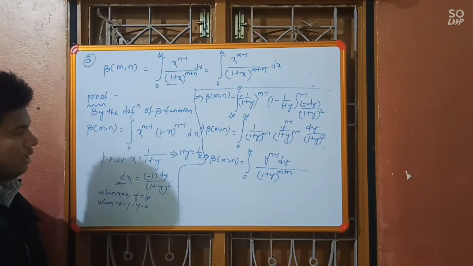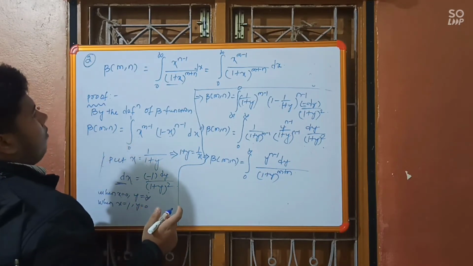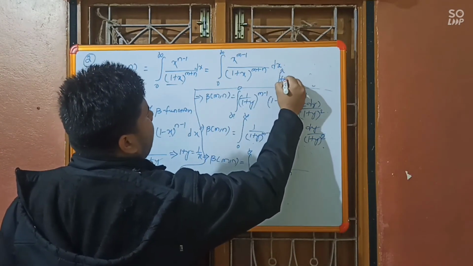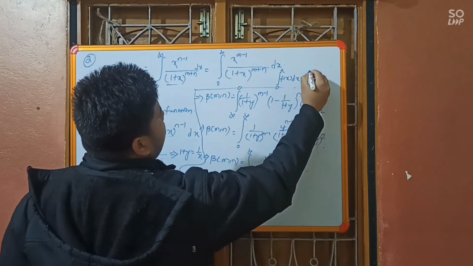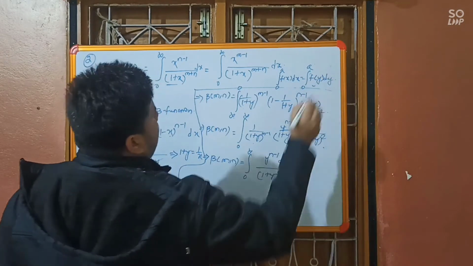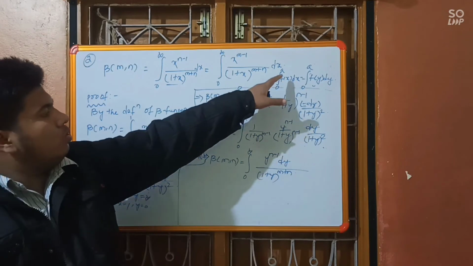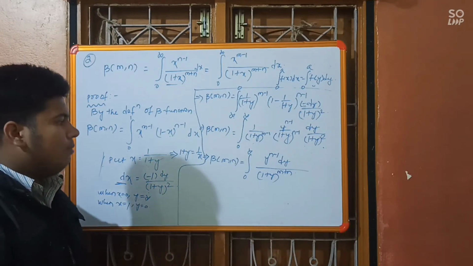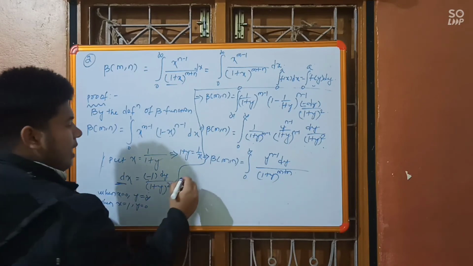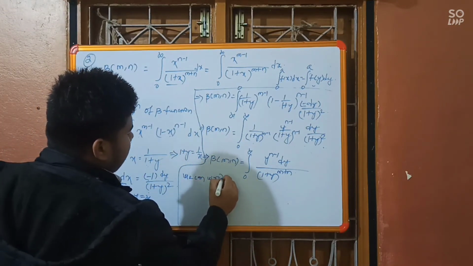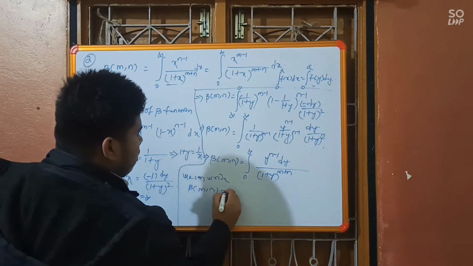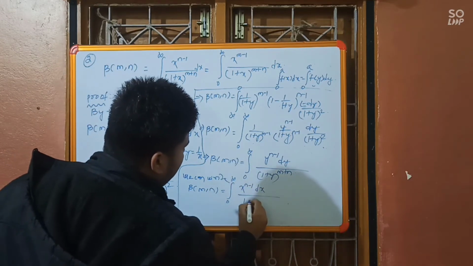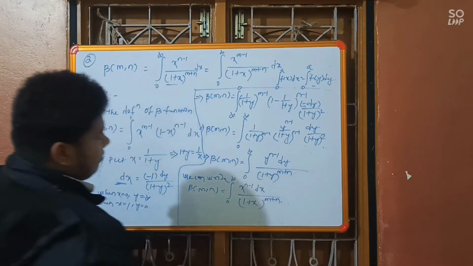Okay, so we also studied a property. What is this property? In a definite integral from 0 to a, f of x dx is equal to the integral from 0 to a of f of y dy. By the property of definite integrals we can write that f of x dx equals f of y dy, because here x is a dummy variable, and y is also a dummy variable, so we can write that beta mn is equal to the integral from 0 to infinity of x to the power m minus 1 dx by (1 plus x) to the power m plus n.